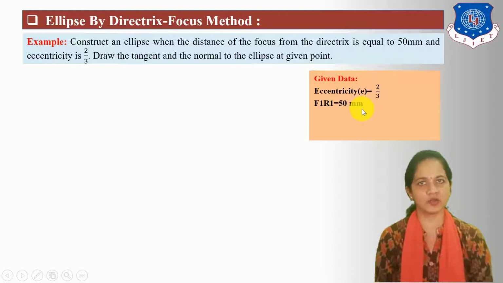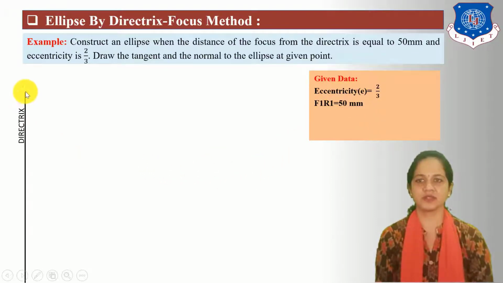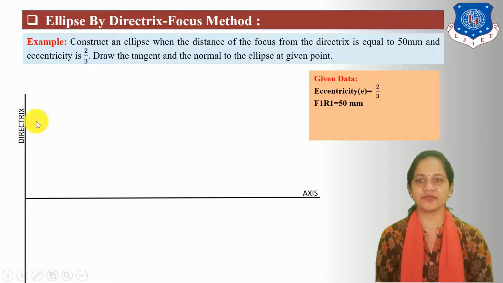Now the ellipse is a closed figure. So the ellipse has 2 focus points, 2 vertex points and 2 directrices. So as per the given data, first draw a vertical directrix. You can take any size. Next, draw a horizontal axis which is perpendicular to the directrix. Mark the R1 point on this directrix.